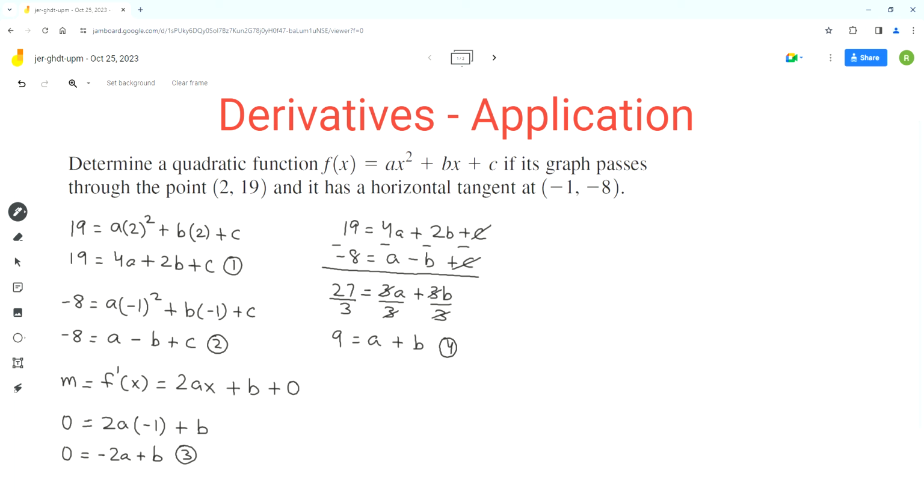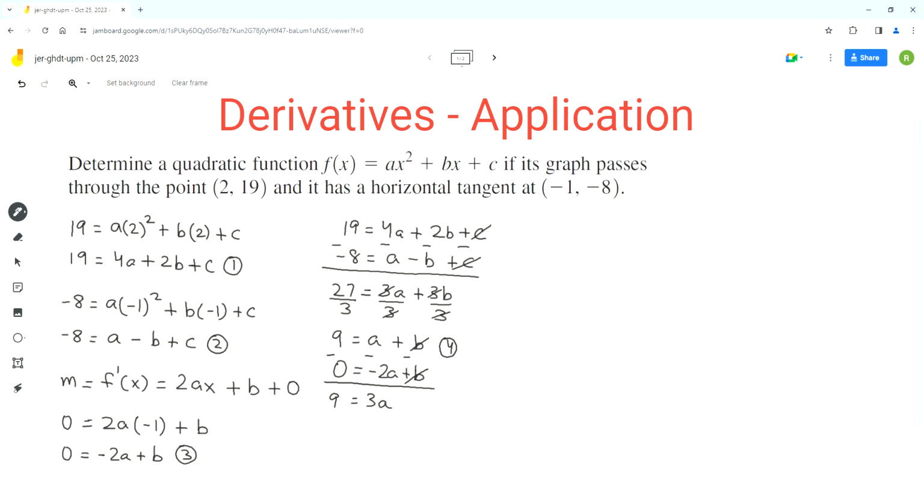Now we can use this equation with equation number 3 to find the values of a and b. So now we can rewrite equation 3. So 0 equals negative 2a plus b. And now we can solve these two equations by using the elimination method. So if we subtract the equations, the b terms will cancel each other out because both b terms have coefficient 1. So 9 minus 0 is 9 equals, and a minus 2a is 3a. And the b terms will cancel each other.